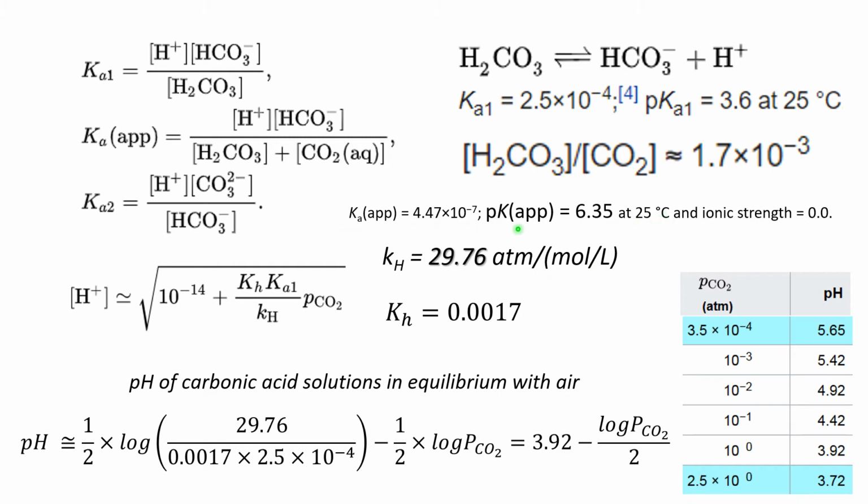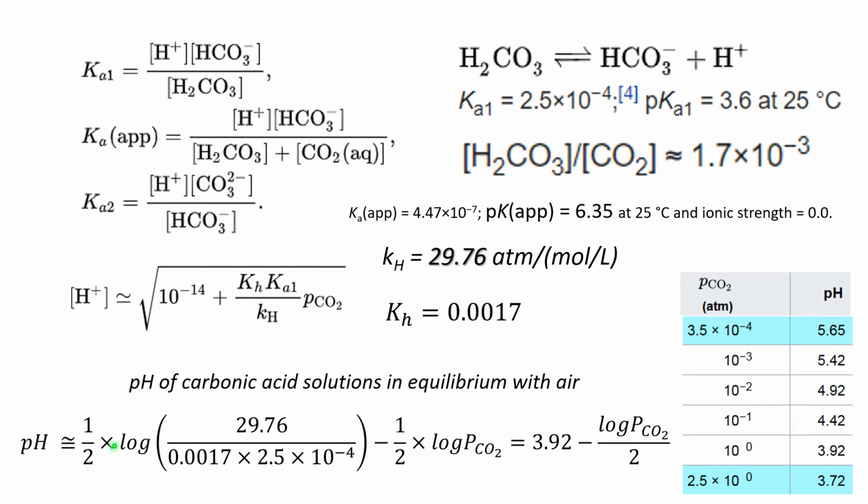Now we can do all the calculations for equilibrium with gaseous phase if we take into account Henry constant and this distribution constant. We can calculate, I will not do these calculations, that our H plus will follow this equation. Now this again is a very small number, so we can simplify it even more for pH of carbonic acid solutions in equilibrium with natural air.